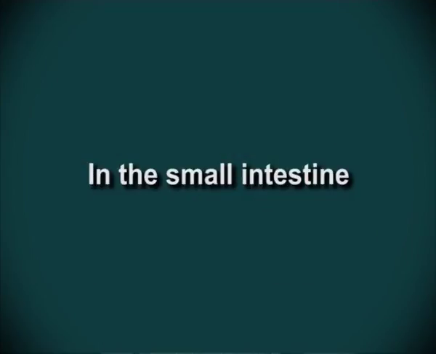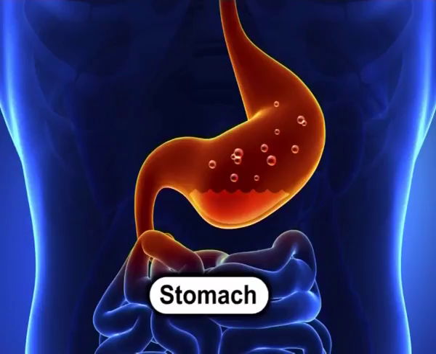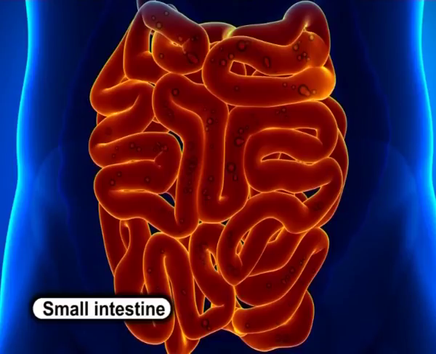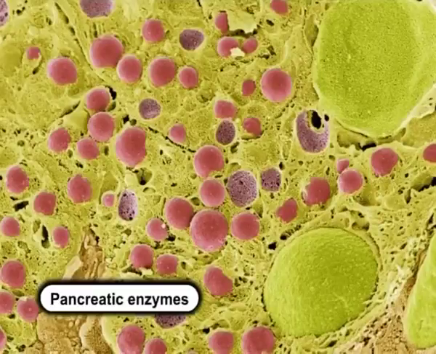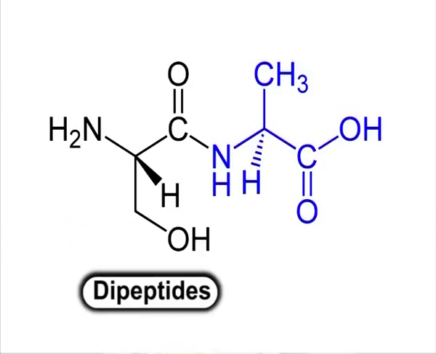In the small intestine, from the stomach, amino acids and polypeptides pass into the small intestine, where most of the protein digestion takes place. In the small intestine, activated proteases from the pancreas and intestinal lining cells break down large peptides into smaller peptides. The proteases involved in the digestion are trypsin, chymotrypsin and carboxypeptidases, and these enzymes act at pH 7.4 to 8. Pancreatic enzymes completely digest proteins into individual amino acids. Enzymes on the surface of the small intestine split the remaining larger polypeptides into tripeptides, dipeptides and individual amino acids.